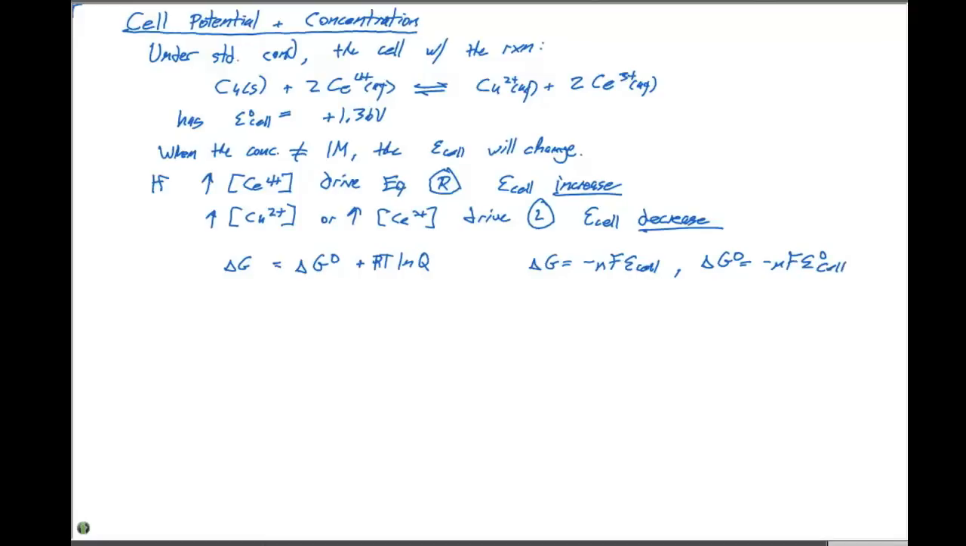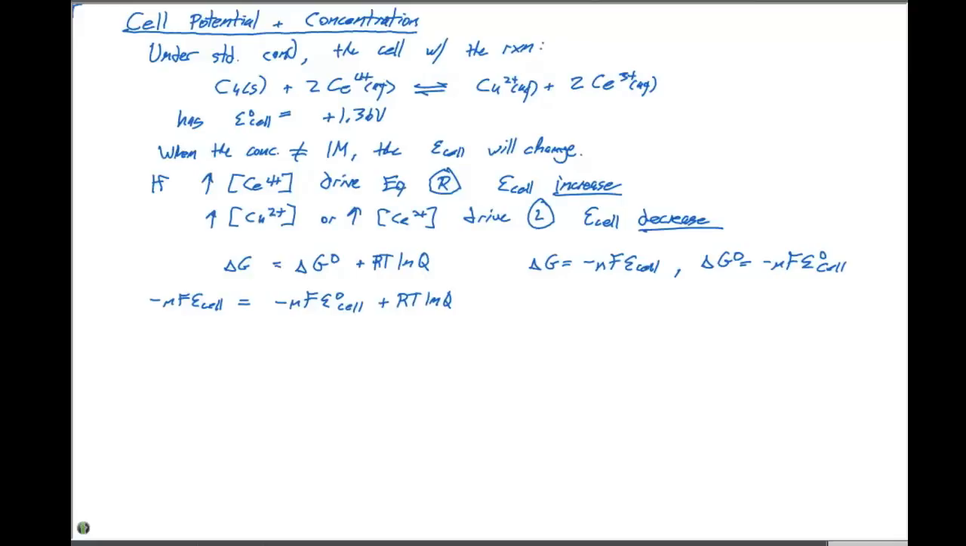So we can take these values and plug them in to this equation. When we do that, we get minus nFE cell is going to equal minus nFE naught cell plus RT ln Q. So the chemists back in the day said to themselves, this is a kind of a brutal equation. What can we do to manipulate this and rearrange this so we can use a more convenient form when we perform these calculations?